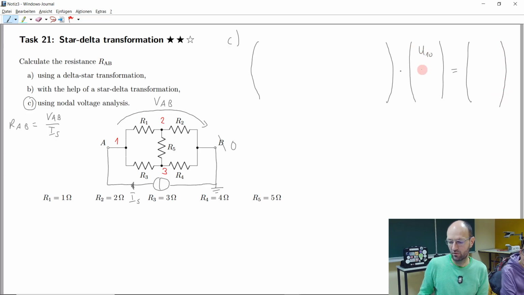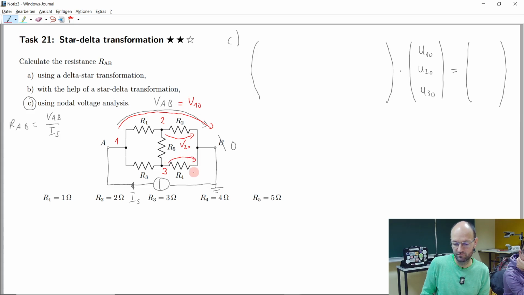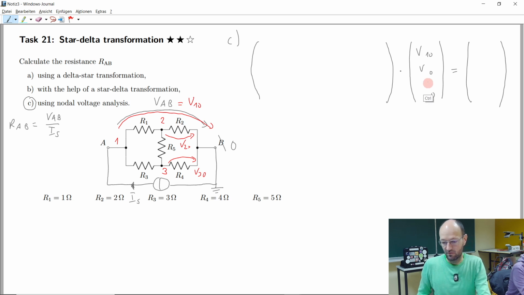The unknowns are our 3 nodal voltages that always point from each of these nodes to the reference node. Maybe I will take a different color once again to mark them. The voltage here that points from 1 to 0 is the same as the voltage that we are looking for. Then this would be the second voltage and this the third voltage. They are there, but at the end we are not really interested in them. We just would like to have this very first voltage. Okay, to avoid further confusion, let me say this is V.